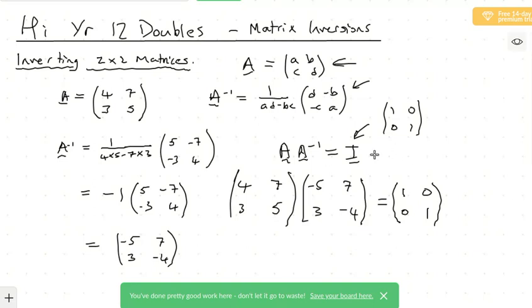Oh, by the way as well, it works either way round. A to the minus 1 times A also gives I. And that might be quite surprising because, as we know, matrix multiplication is not commutative. More often than not, A times B is not the same as B times A.